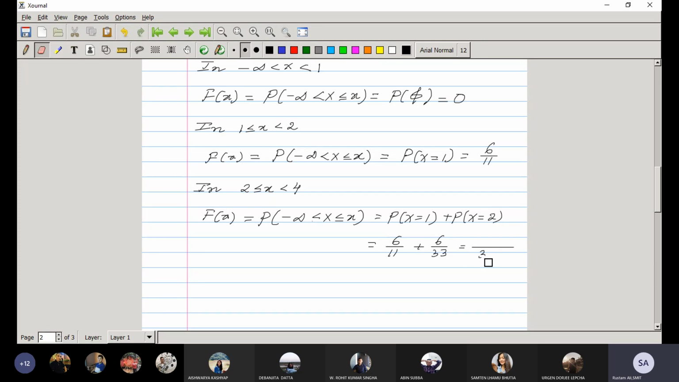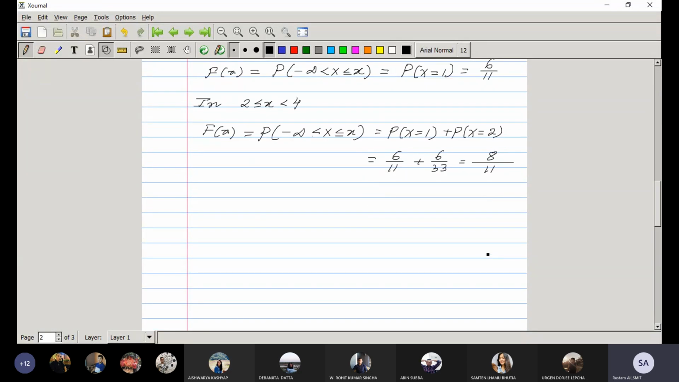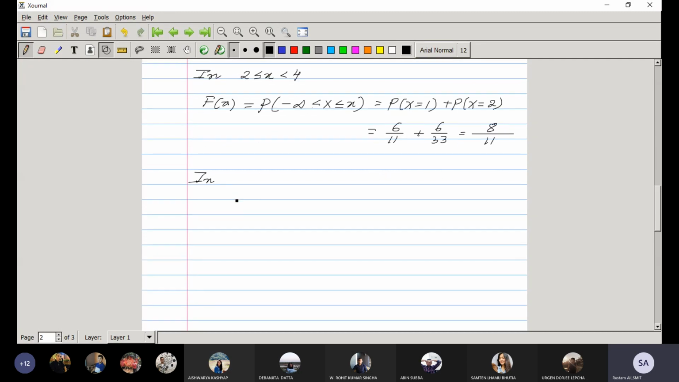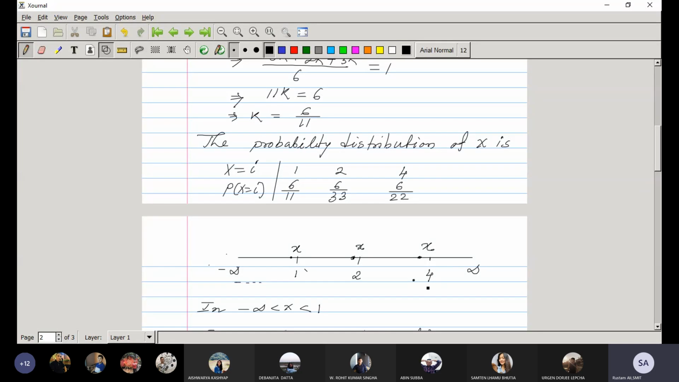So ultimately what we'll get here is 8 by 11, I think. You can check, that will be 8 by 11, I think. And next is your moment, confined in the range starting from 4 to infinity.